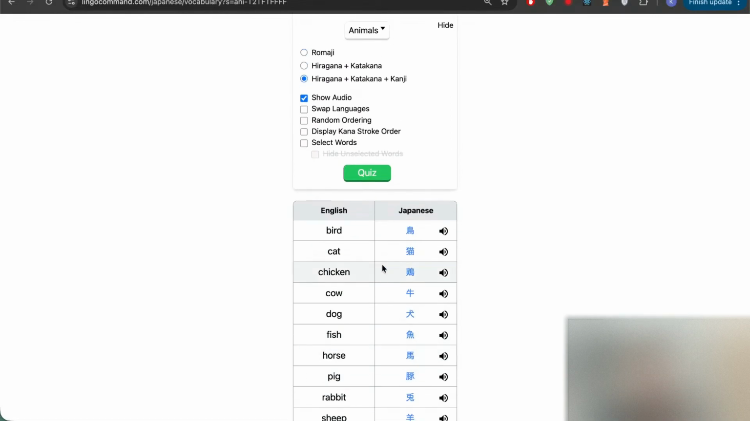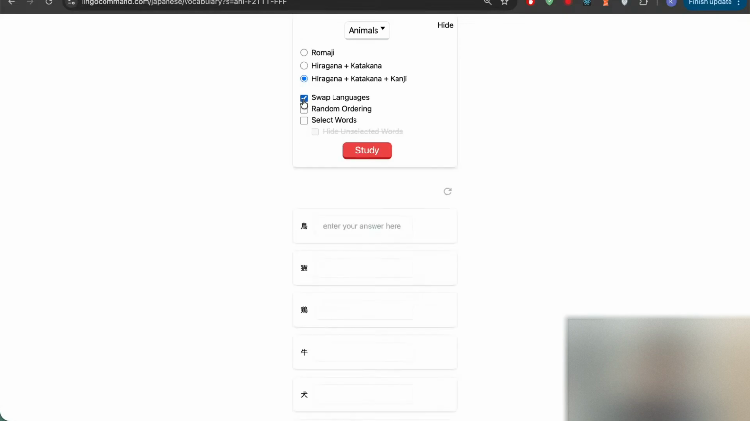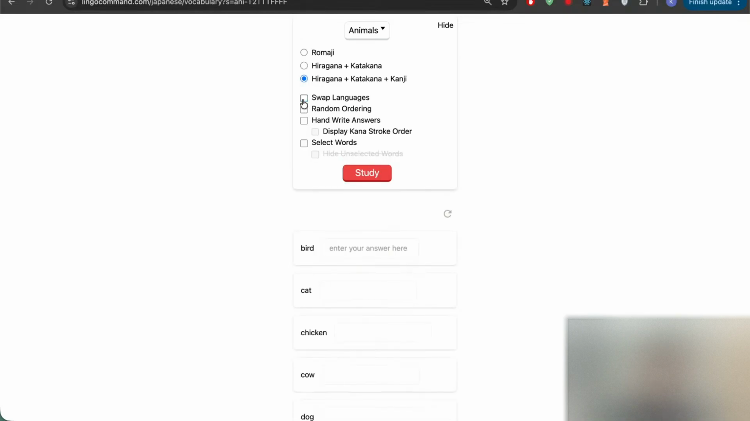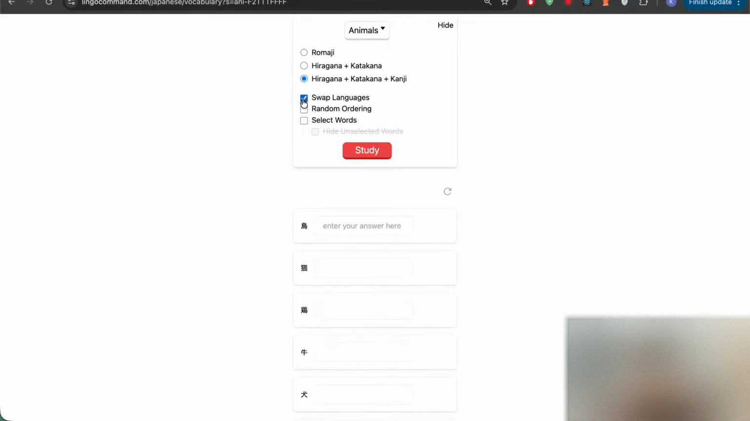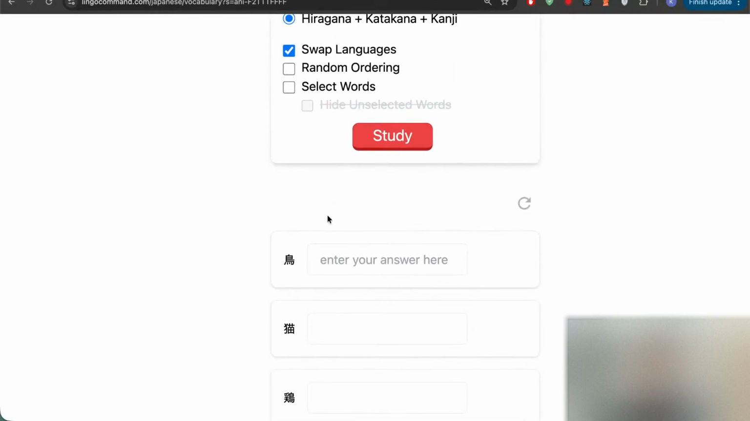And in order to test my ability here, I'm going to go to the quiz section and I'm going to swap the languages. So now, let's say that I uncheck that option. The question is being posed in English. And it's asking what is the kanji. Whilst if I press swap languages, we see the kanji is the question, and then we have to answer with the corresponding English. Now, if you do this quiz over and over, you kind of get used to the order in which the questions are asked.